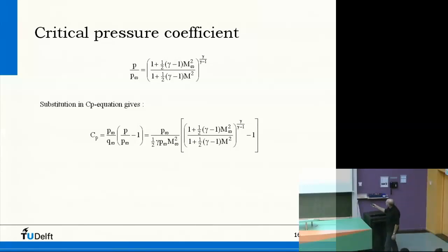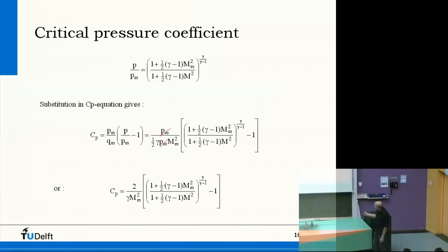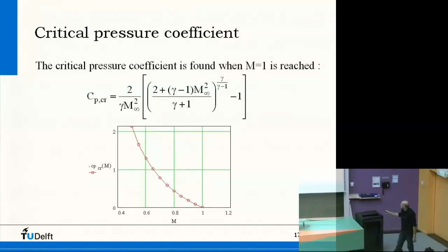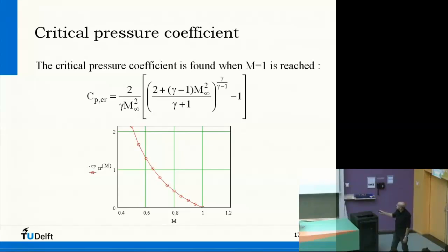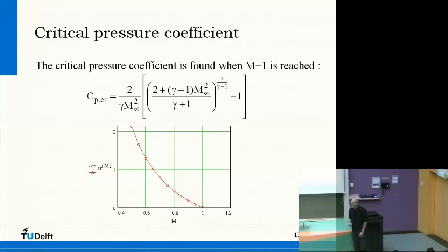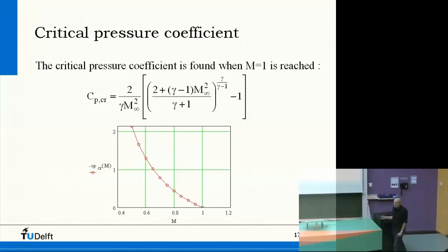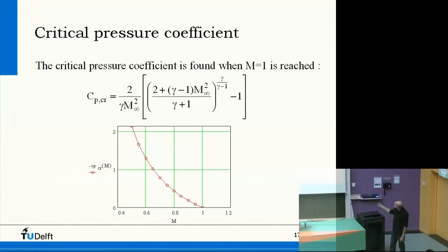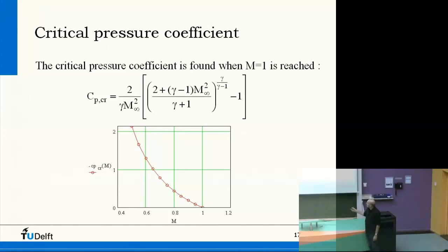And then this P infinity falls out, so this is the expression for the critical CP. You don't have to learn this by heart. We will give it to you if it's needed. But you should have seen it, because if you put in M as 1, then this is the CP critical. So if you put in M as a certain value, then you get CP.